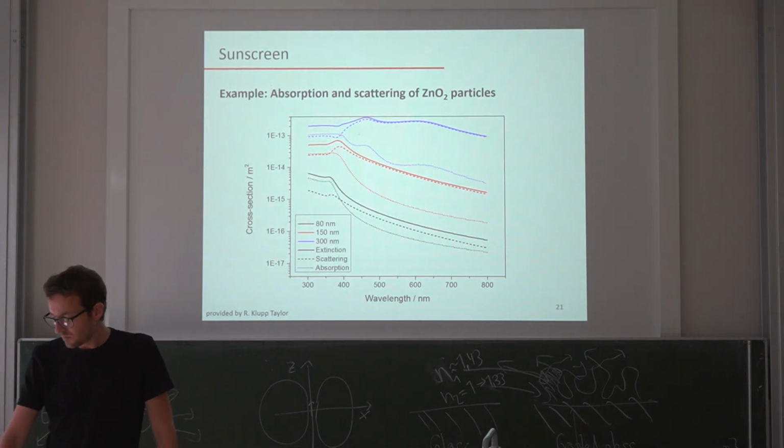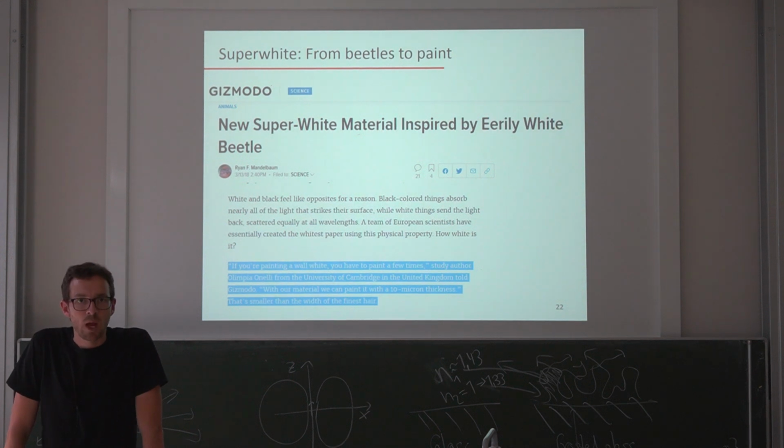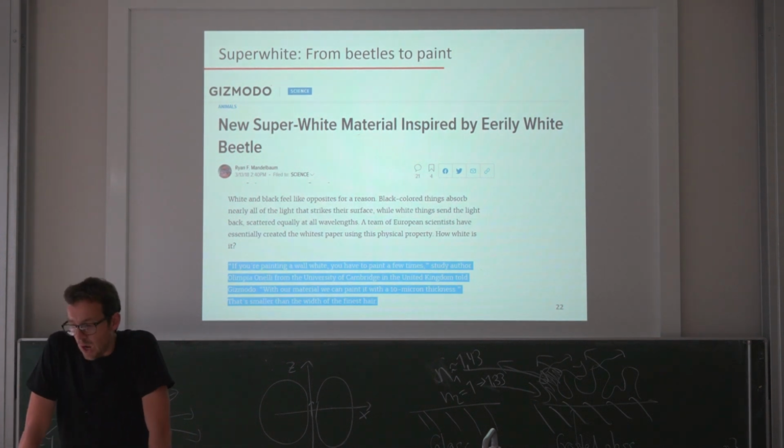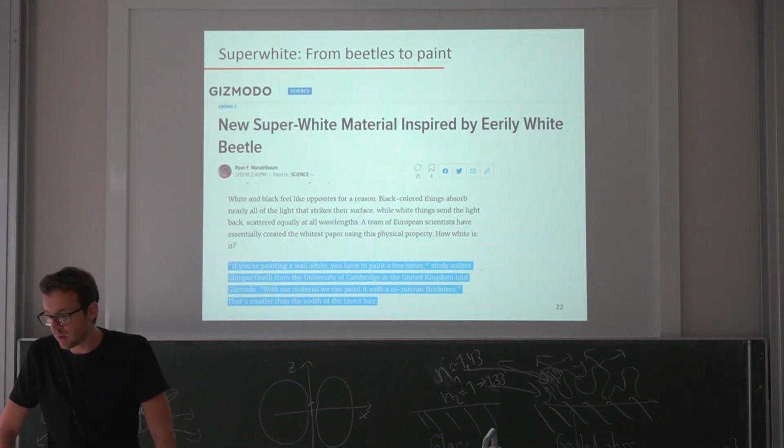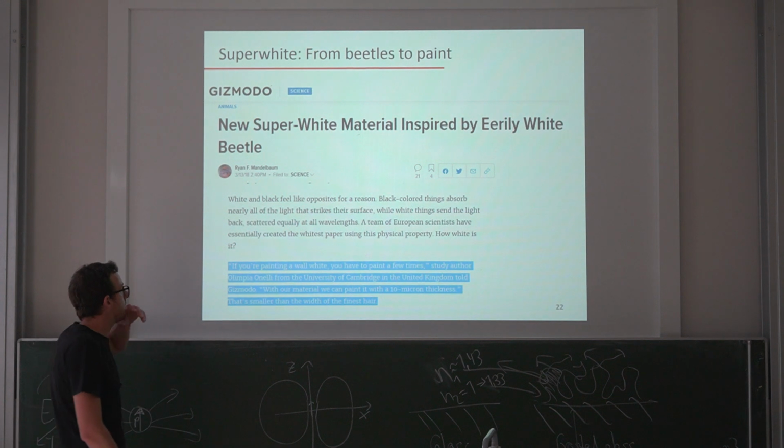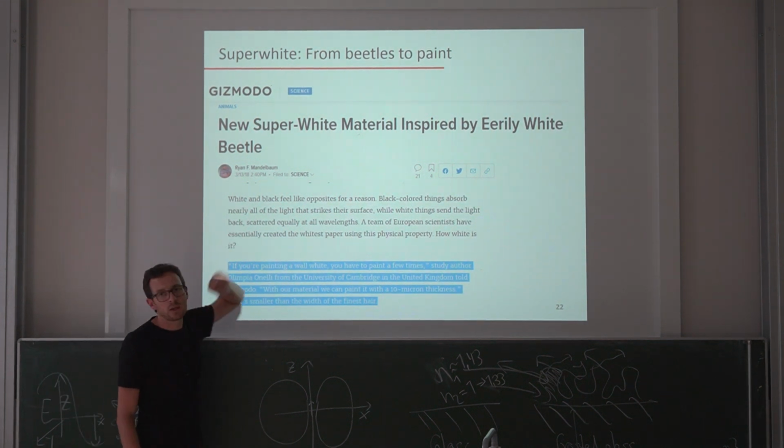Okay, so two more fun facts. How can we optimize the white pigment? So now we know that we can play around with the refractive index, and titania is a very good solution if you don't want to use diamonds, and this makes a lot of scattering. But here is a story that comes from a white beetle in nature.